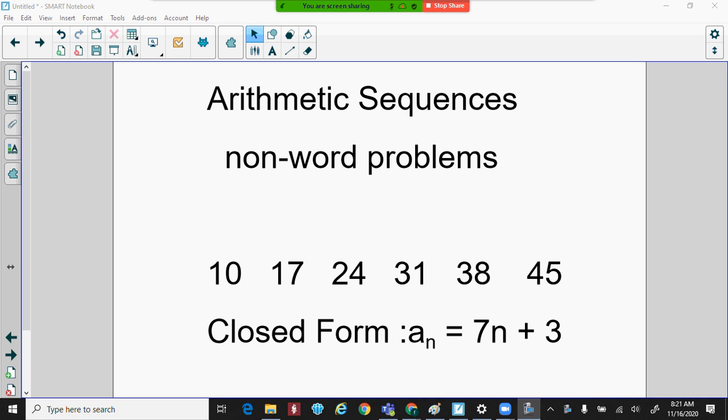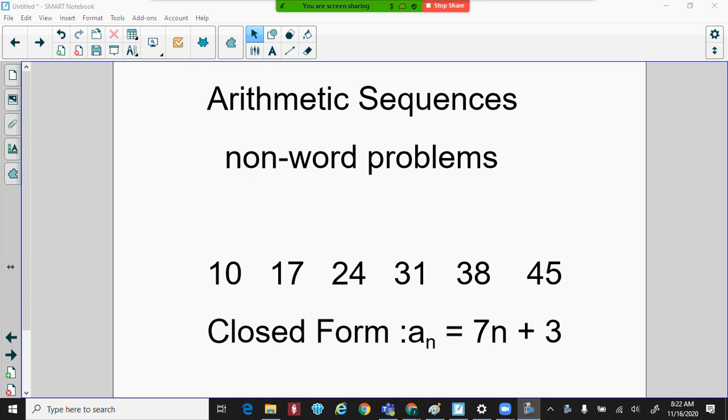All right, in this video, we're going to talk about arithmetic sequences, especially those that are non-word problems. If you look at the screen right now, what you have is 10, 17, 24, 31, 38, 45. With this sequence, you can see that you are adding 7 every single time, okay?